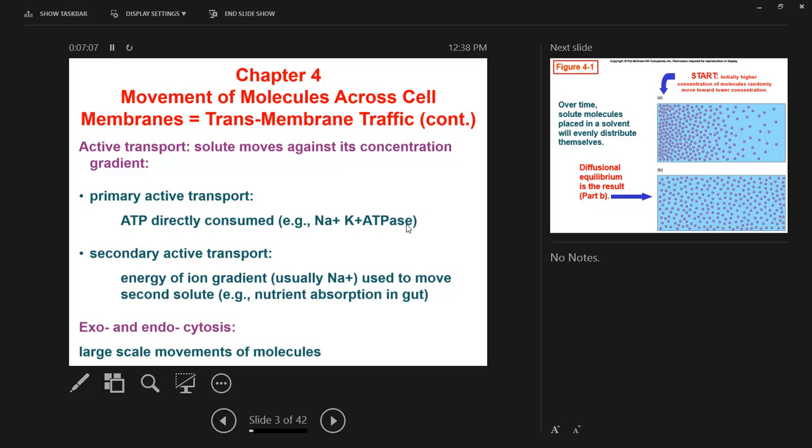Then there's something called secondary active transport. That's where you use an electrochemical gradient that has been generated by one of these pumps. And I'll often refer to them as pumps. Okay? All right. Let me draw a little bit of this for you.